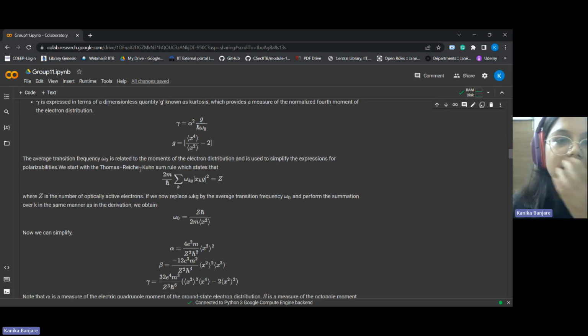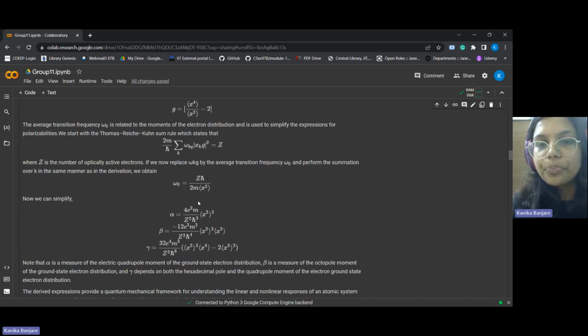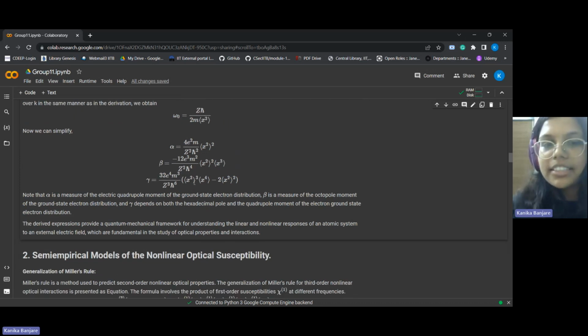If we take the average transition frequency omega naught, it is related to the moment of the electron distribution, and we can use that to simplify. We can start with the Thomas-Reiche-Kuhn sum rule, which states like this. Using it further, we can get the value of omega naught, and we can find much simpler values of alpha, beta, and gamma.